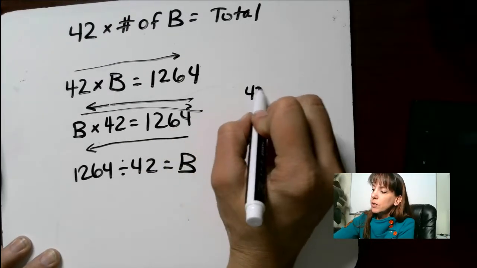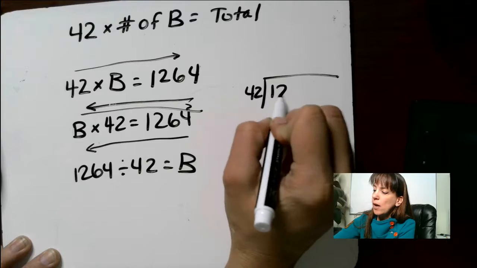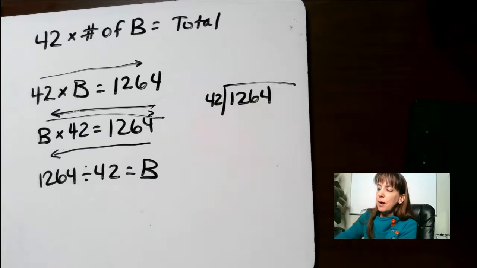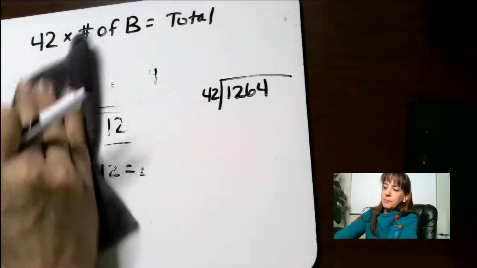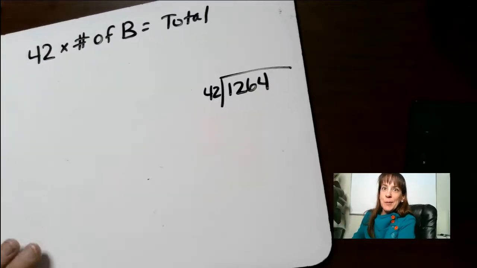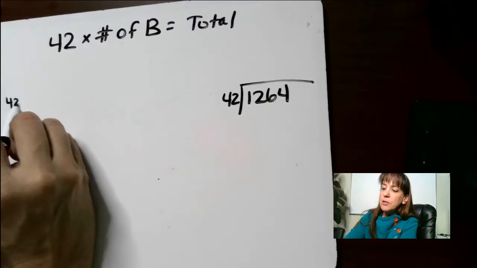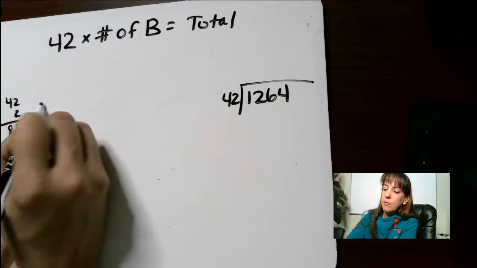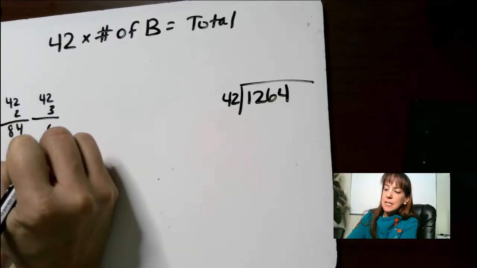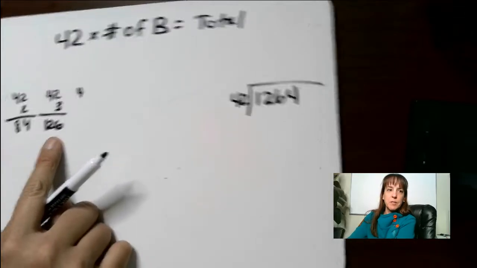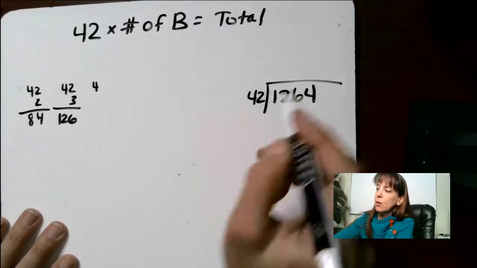So 42, we have 1,264. All right, so I'm going to erase this guy right here. And the good thing about lecturing online is that you can go back and rewind, right? So I'd like to do this. 42 times 2 is going to be 4 and 8, 84. 42 times 3 is going to be 6 and 126. And that's perfect. 4 times 3 is 126. So we're going to come back over here.